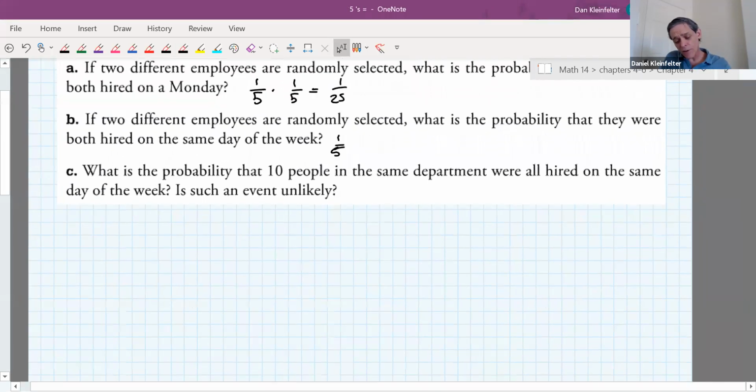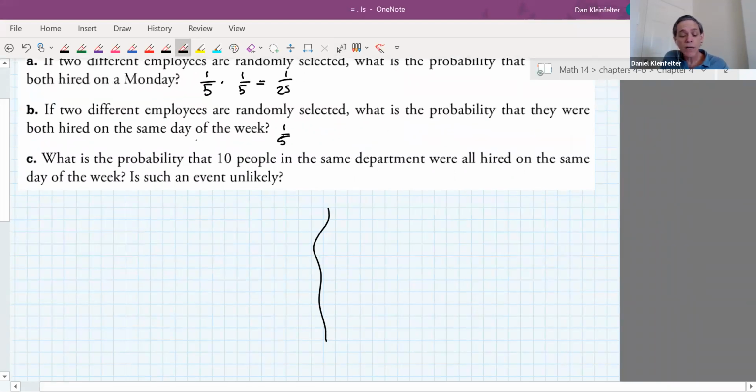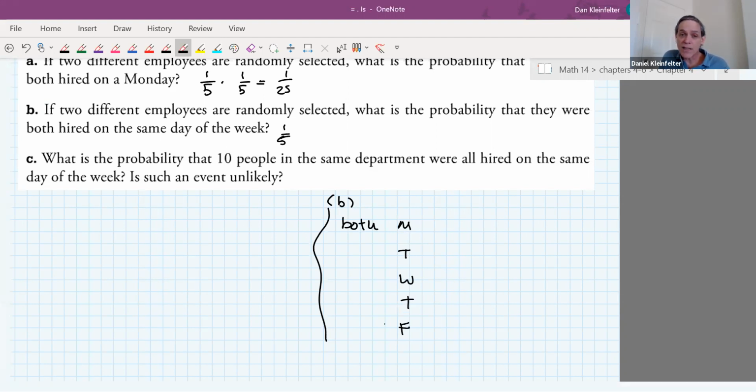Okay, if you didn't like that or find that confusing, here's another way of thinking about it. So part B still, okay? If two different employees are randomly selected, we want the probability that they were both hired on the same day of the week. That would be both Monday, Tuesday, Wednesday, Thursday, or Friday, right? Any of those 5 days. And each of those possibilities is mutually exclusive, right? Your hire date can't be both Monday and Wednesday, for example. It's got to be one day only. So these options are all mutually exclusive.